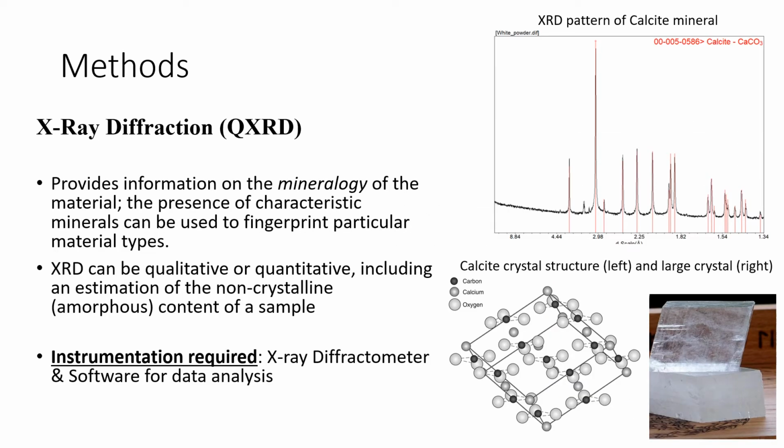X-ray diffraction provides information on the mineralogy of the material, which is a characteristic of the material's nature. With XRD, the crystalline phases of the material are identified and correspond to a particular arrangement of atoms in a structure. XRD can be qualitative or quantitative if we include an estimation of the non-crystalline or amorphous content of the sample. The instrumentation required is a diffractometer and the software for the data analysis.